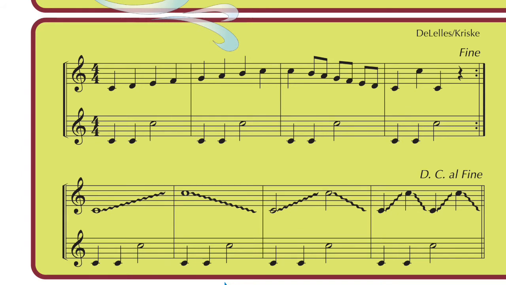C, D, E, F, G, A, B, C, C, B, A, G, F, E, D, C, C, C, repeat. C, D, E, F, G, A, B, C, C, B, A, G, F, E, D, C, C, C.